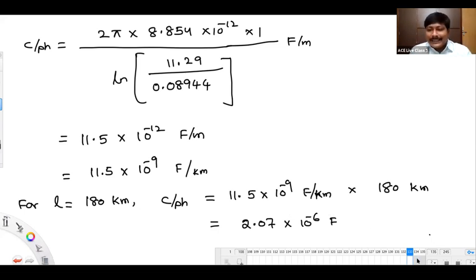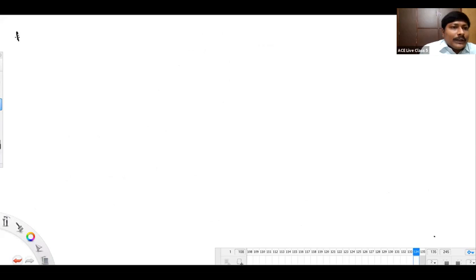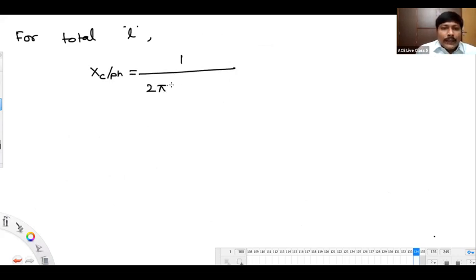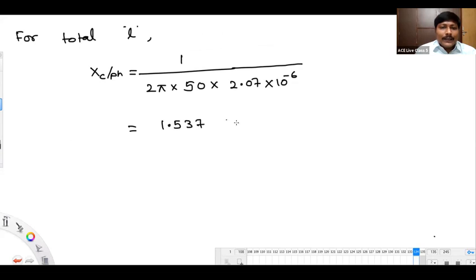That you substitute in the XC. For the total length, XC per phase is 1 by 2 pi, 50 hertz is the frequency, capacitance value 2.07 into 10 power minus 6. You have to give this number in kilo ohms. It is 1.537 kilo ohms. Are you getting this number?